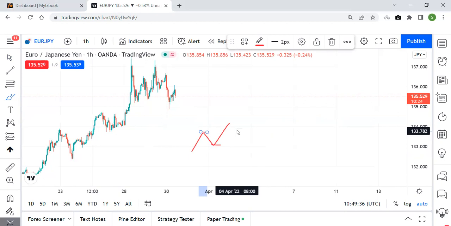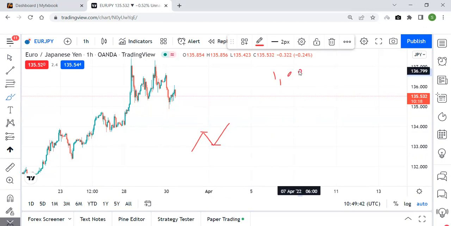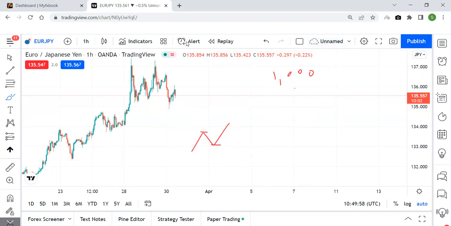Okay, guys. Let's say we have a $1,000 account. In trading, we don't want to risk more than 2% of our account size. So 2% of $1,000, let's see what it's going to be.